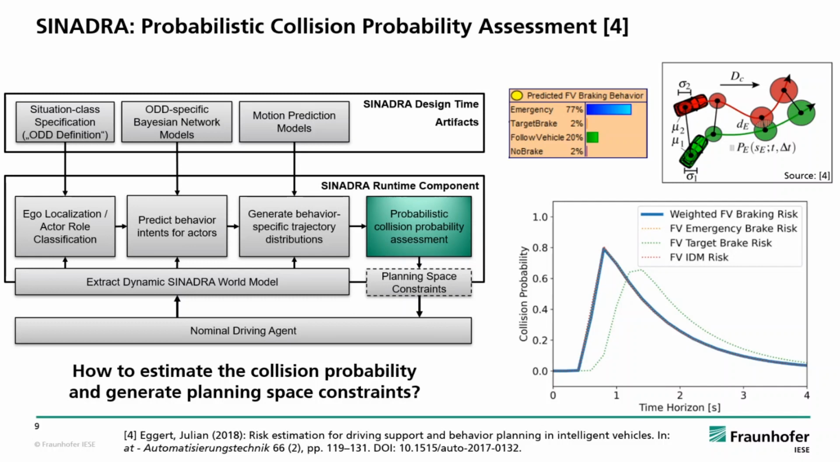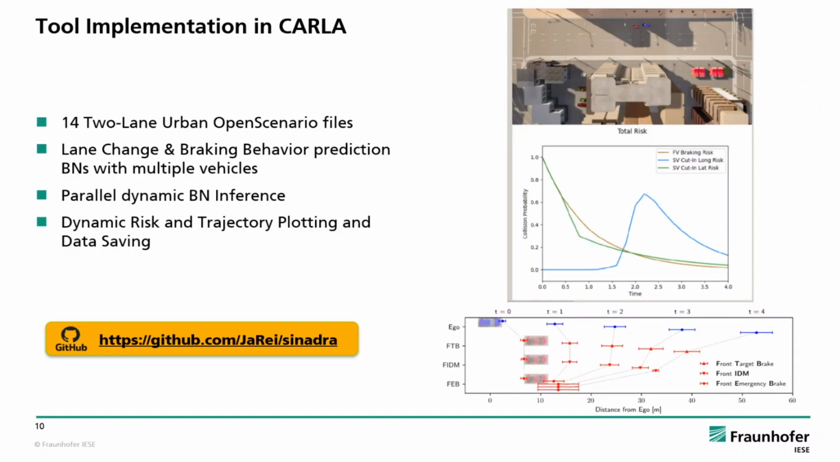And this is the output that the current component delivers. So it's more like an analytical output at the moment. And in the end, this output can be used in order to generate planning space constraints. So this means this output can be used in order to create a spatiotemporal risk map, where typical path planning algorithms can then be used in order to find their way through the unrisky space, so to say.